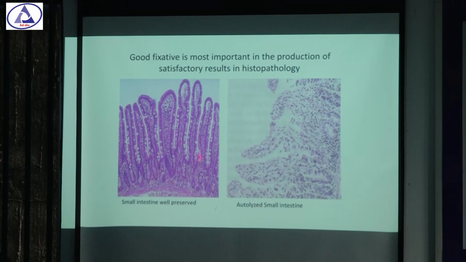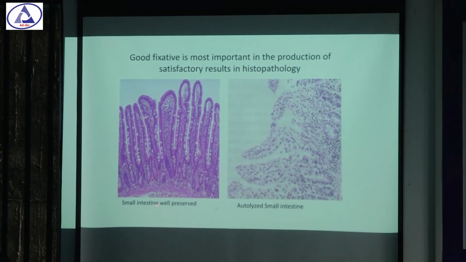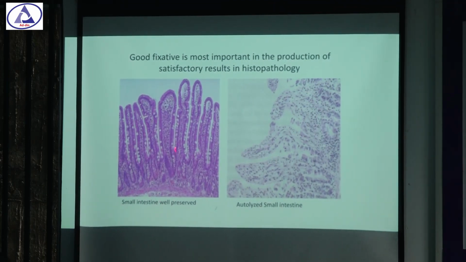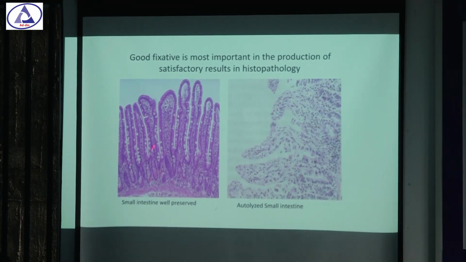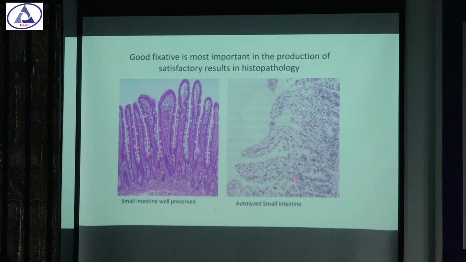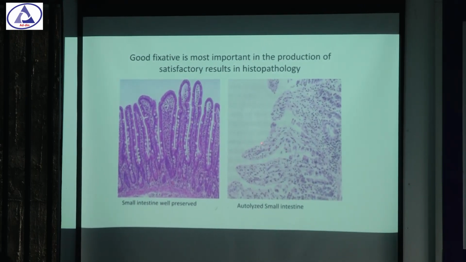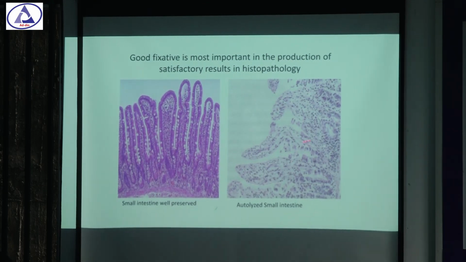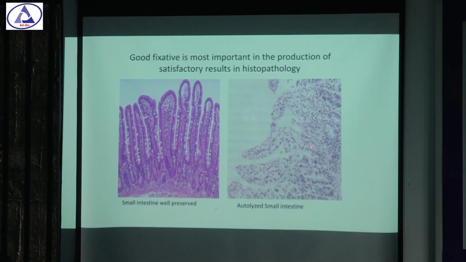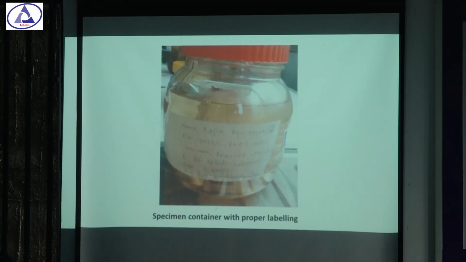For example, in this picture, you can see the small intestine which has been well preserved by fixative. The nuclear and architectural detail can be very beautifully studied here. But in this picture, we can see a specimen that was not put in a fixative. So any histological study is quite impossible in this case. So you have put it in a fixative in a container.